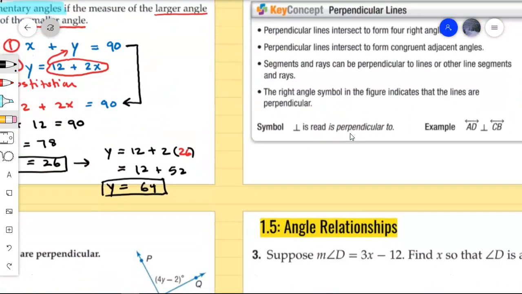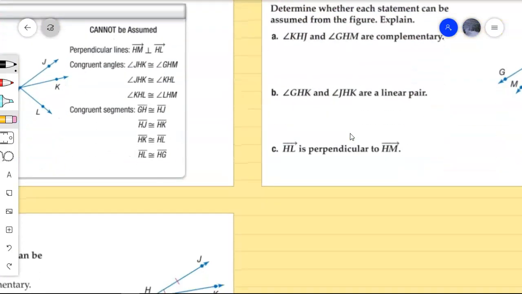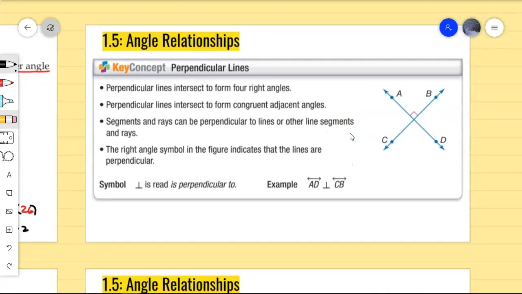Now we have a few more slides here, which honestly are going to use more algebra than anything. So now we're going to talk about perpendicular lines. In perpendicular lines, what basically happens is there are two lines and they form right angles.